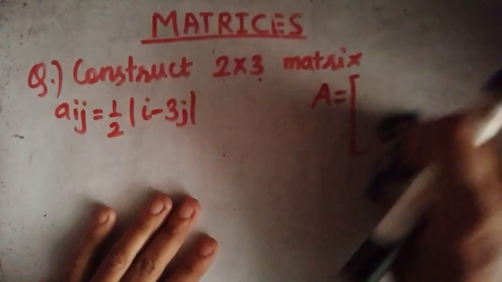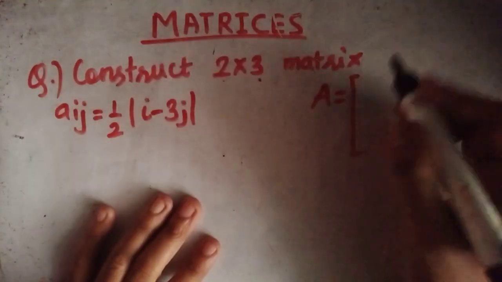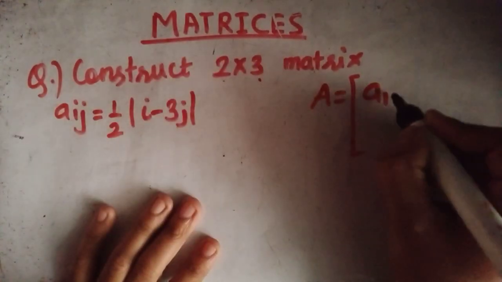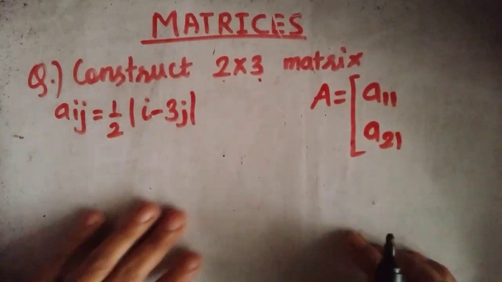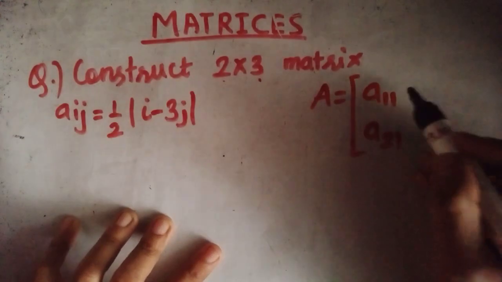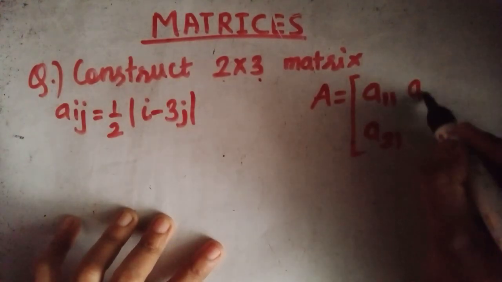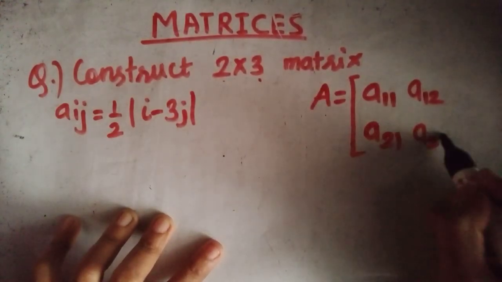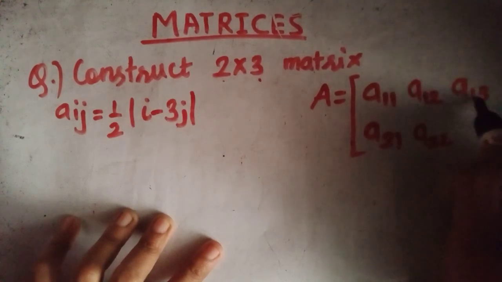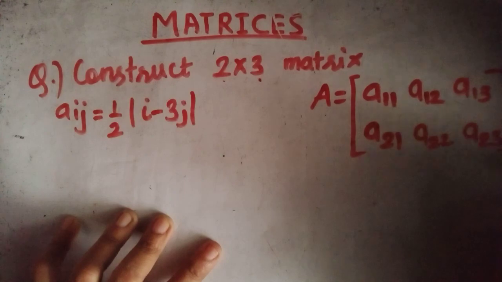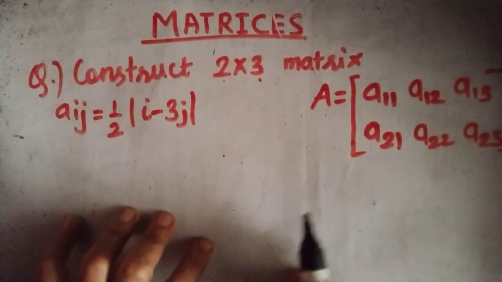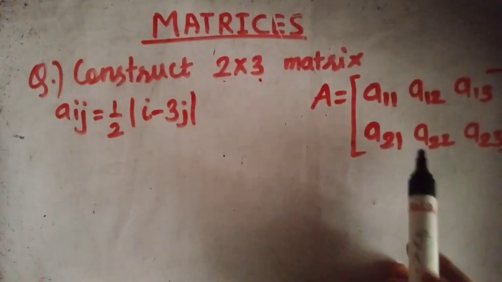So let's write it in general form. 2 rows: A11, A21, and 3 columns: A12, A22, A13 and A23. So 2 cross 3. This is our general form of the matrix.